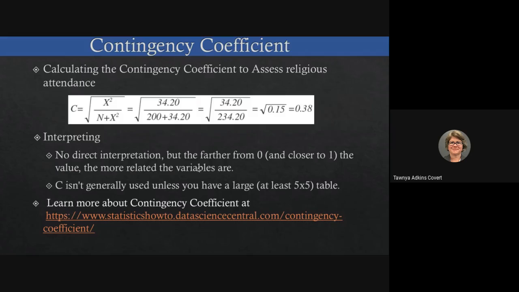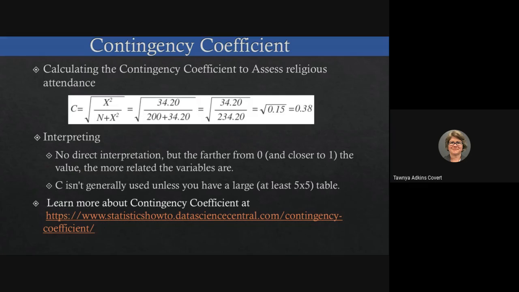So here is the calculation for assessing religious attendance. If you remember in the phi example, our calculation of chi-square was 34.2. So we plug that number into our formula here, and it goes in both places. We run through our calculation for the contingency coefficient, and we get a value of 0.38. There isn't really a direct interpretation of the contingency coefficient, but the farther you are from 0 and the closer you are to 1, the more related those variables are.